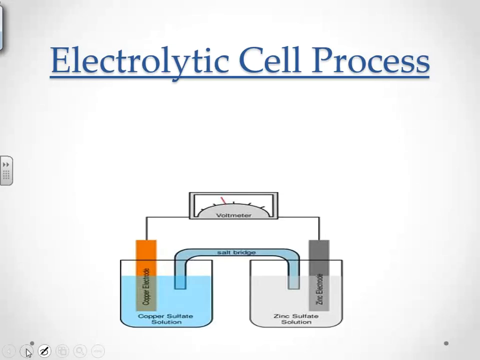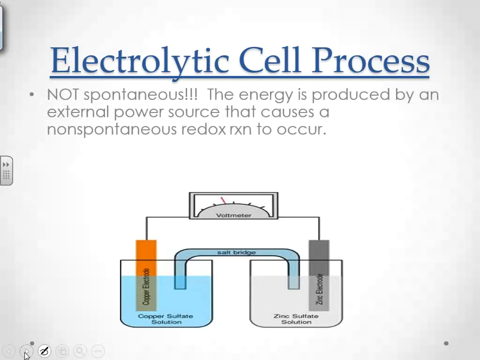All right, the next slide here talks about the electrolytic cell process. Remember, this was your second type of electrochemical cell, an electrolytic cell. These have non-spontaneous redox reactions occurring in them. So the energy that is produced in an electrolytic cell is produced by an external power source that causes the non-spontaneous redox reaction to occur. Notice here, instead of having a light bulb hooked up, we have a voltmeter hooked up.